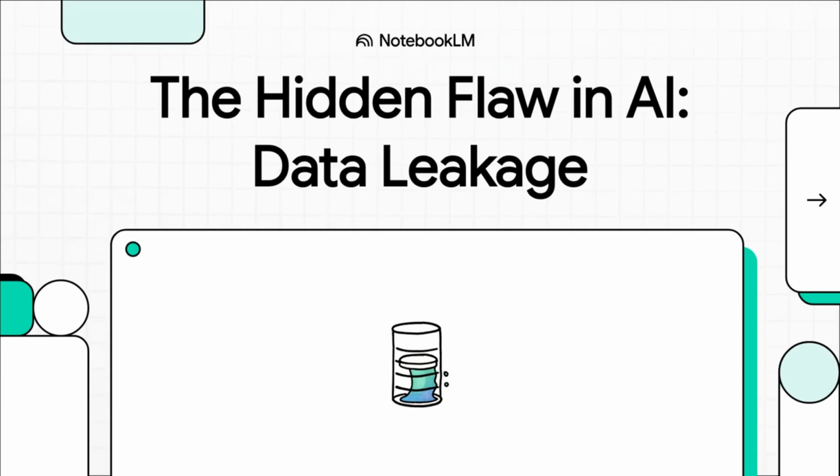Today, we're diving into one of the most critical, yet often overlooked, problems in all of AI. It's a silent saboteur that can make even the most powerful models completely worthless in the real world. We're talking about something called data leakage.